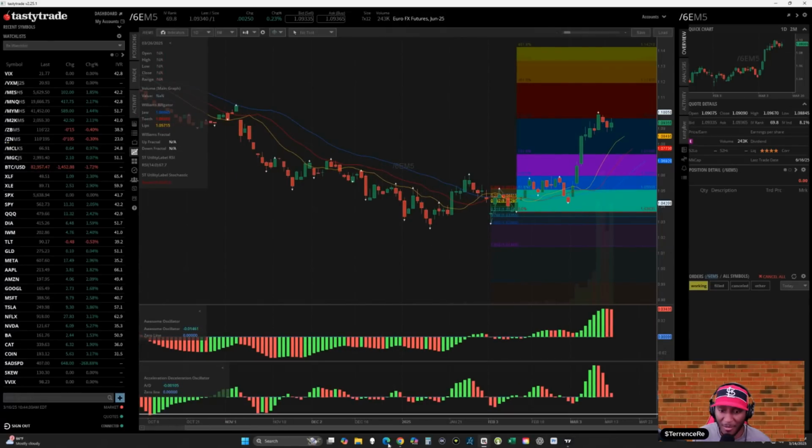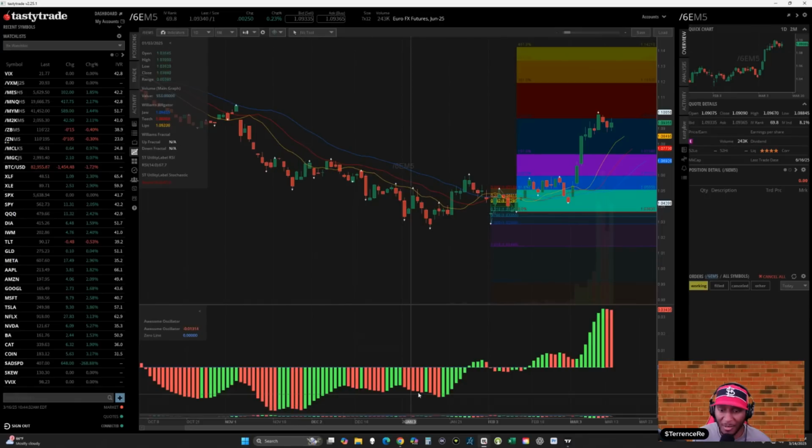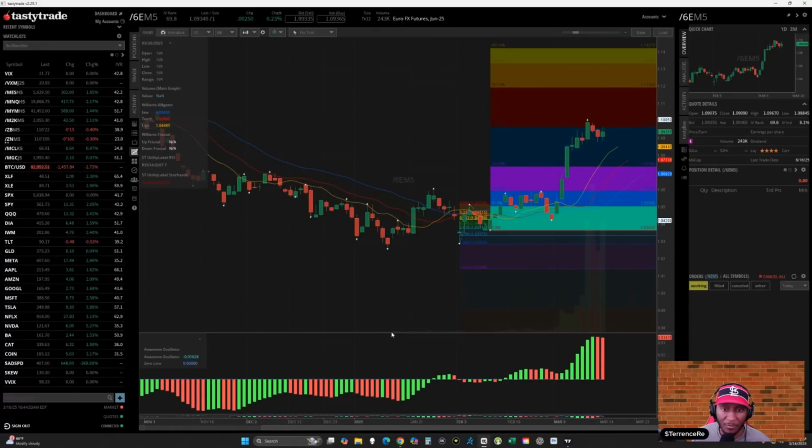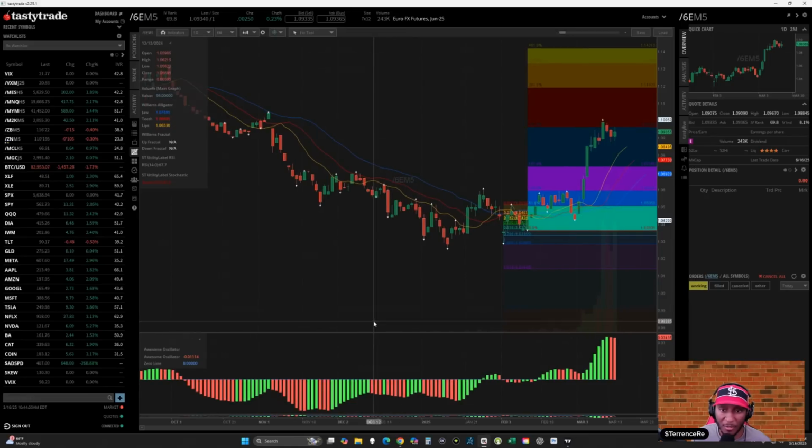Now, if we look down here, see how you got divergence right here? You still got lower lows, but then you got higher lows on the AO. Then it signaled a turn. I need to see something like that up here before I would begin to get bearish. So that's why I think that the euro is going to continue to go higher. You can do this on any chart, right?